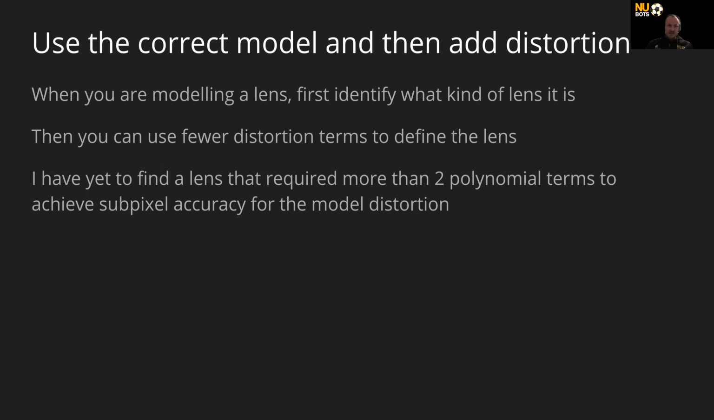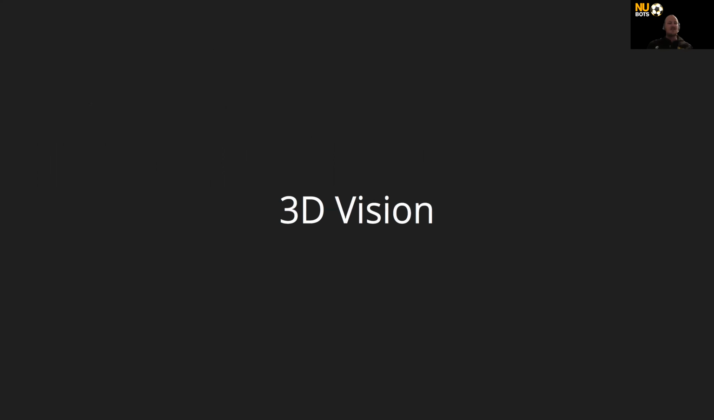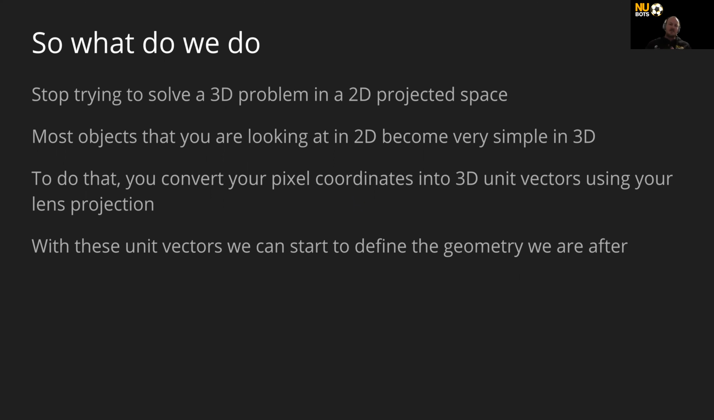So now that I've explained roughly how all that light works, I can start talking to you about 3D vision. This is how we solved that problem from before: we stopped trying to solve what is a 3D problem in a 2D projected space. Most of the objects you're looking at in 2D, like that ball that changed shape and the goalposts that get bent, become really, really simple problems once you look at them in 3D. All you need to do that is take your pixel coordinates, run them through your lens equation, and you'll get a 3D unit vector.